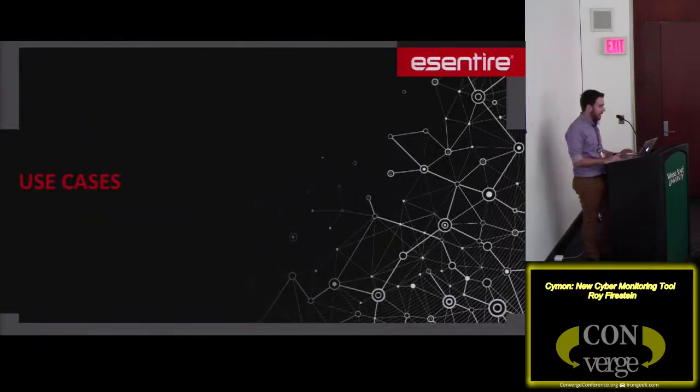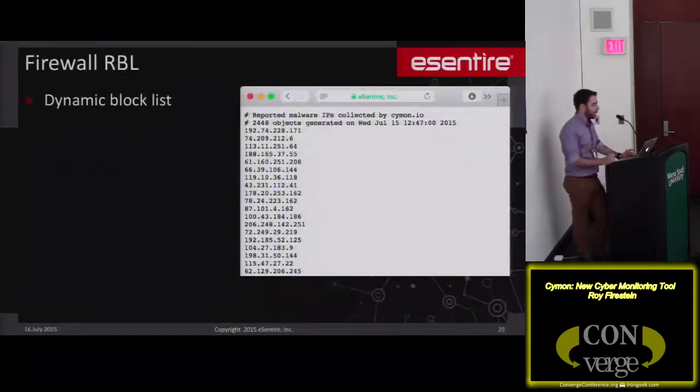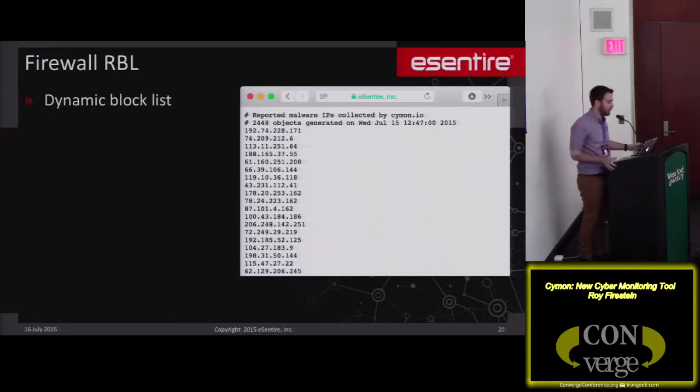So let me give you some excellent use cases. Some we use, some we have our clients playing with. For example, we're generating a dynamic block list off of Cymon. This is something that you could use. I don't think it's ready yet. There's an API call to help you generate that and you'll have more control over the data.